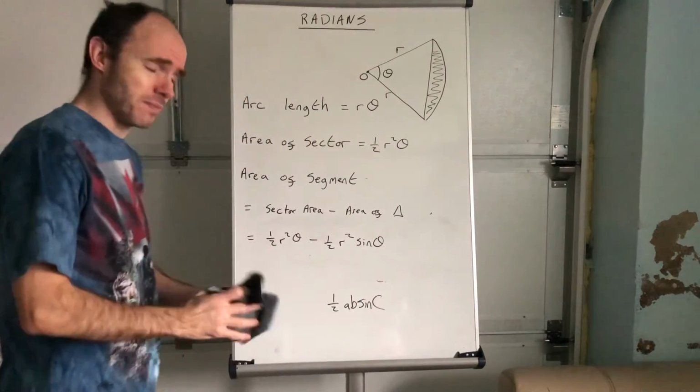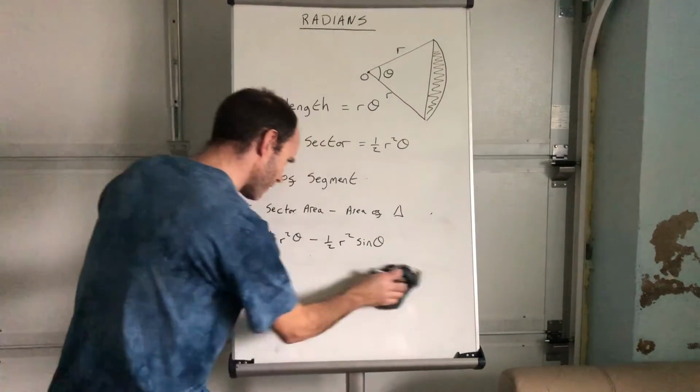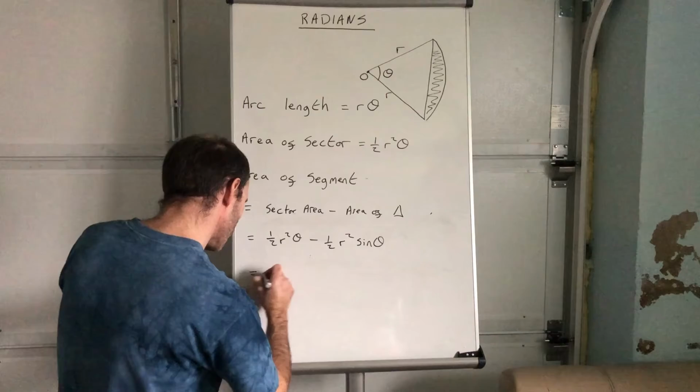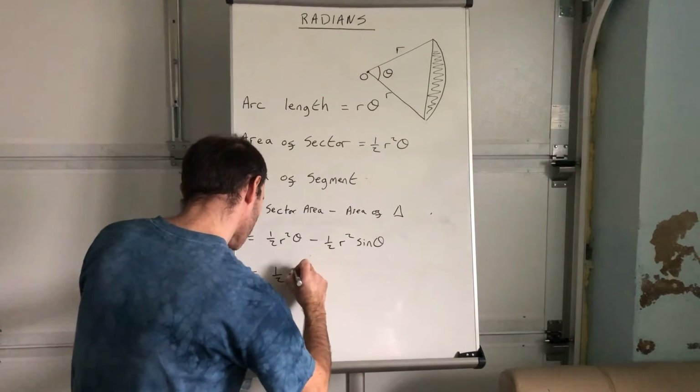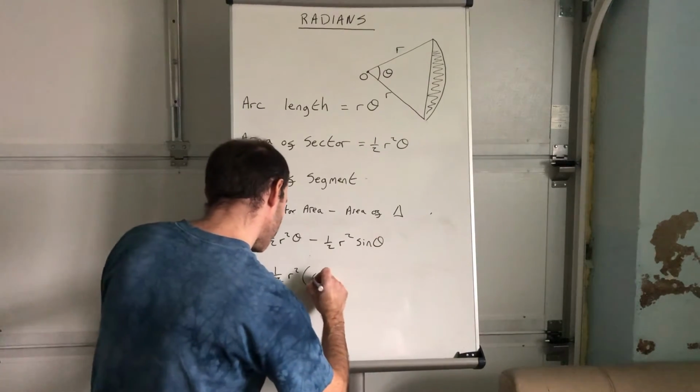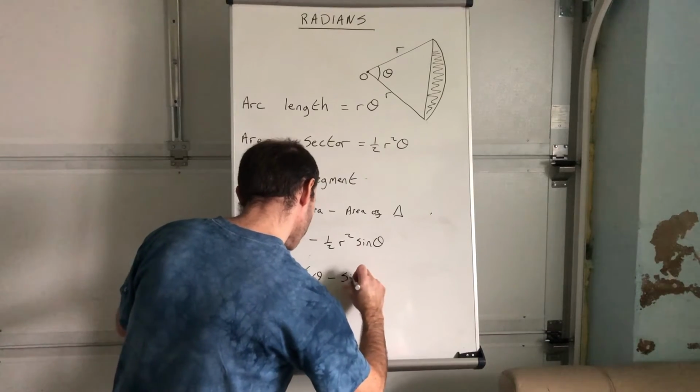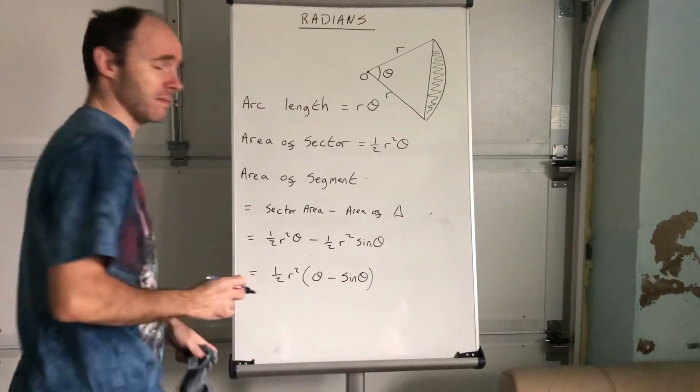And that's it. Sometimes you'll see this in factorised form, which is fine. You can factorise it as 1/2 r squared, and then open the bracket, theta, subtract sine theta. That is it. That's all we're doing.